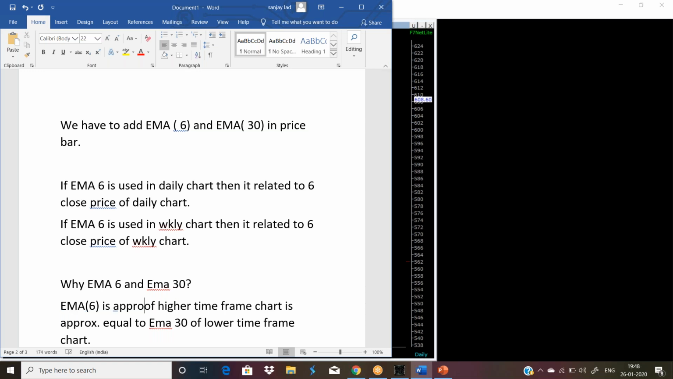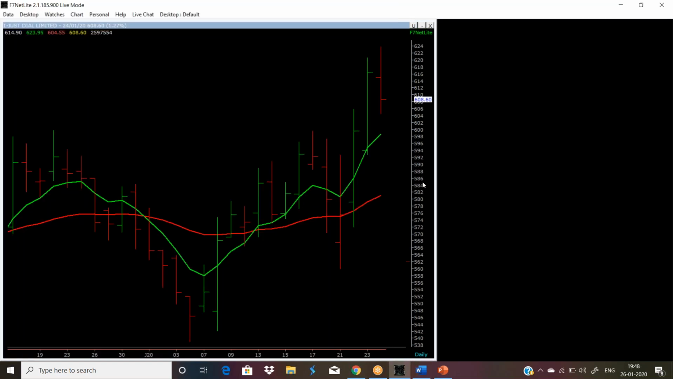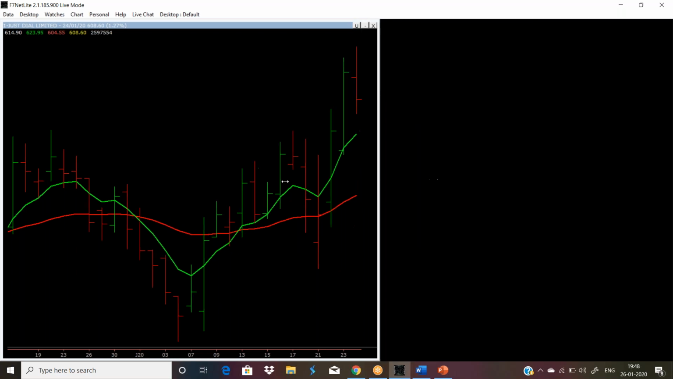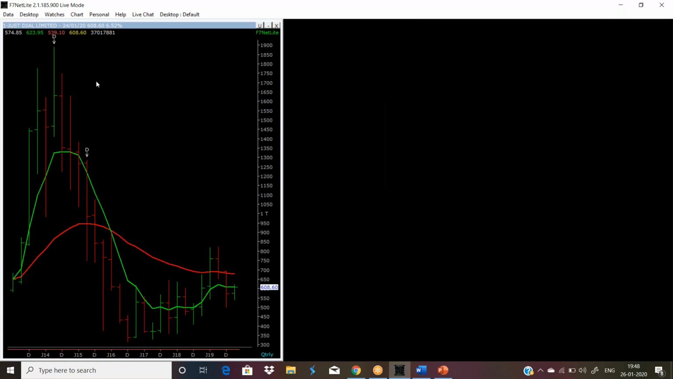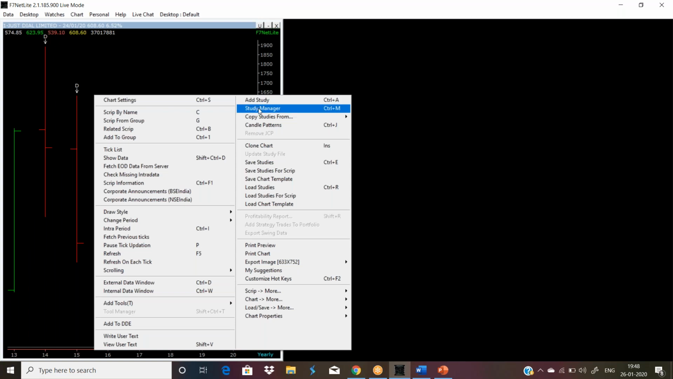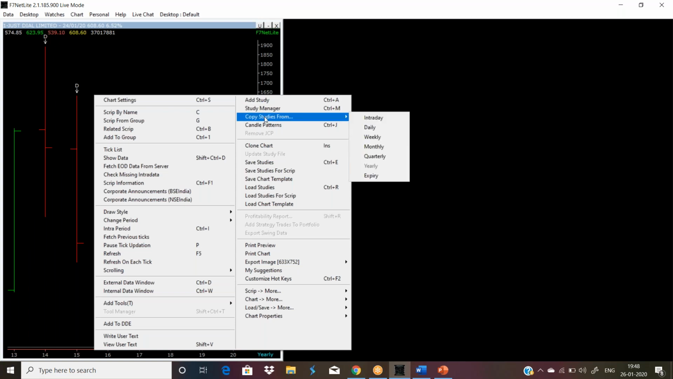EMA 6 of higher time frame chart is approximately equal to EMA 30 of lower time frame chart. Means what? Suppose I am using the daily chart. I will use EMA 6 and EMA 30 on all time frame charts. So I will take the yearly chart also, and add study EMA 6 and EMA 30.